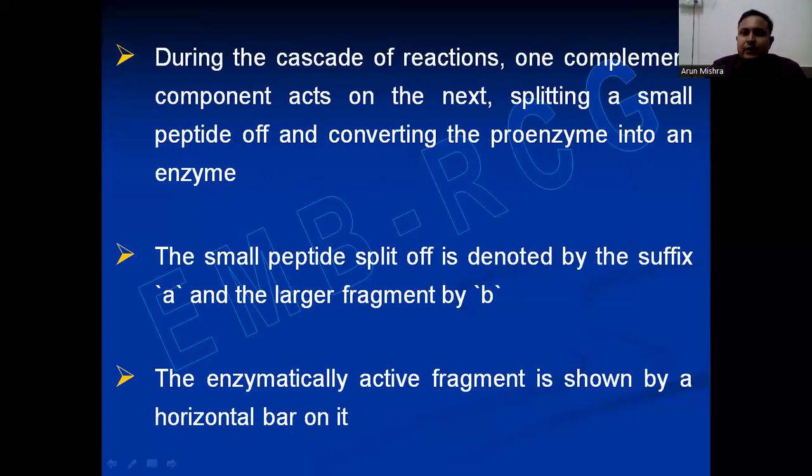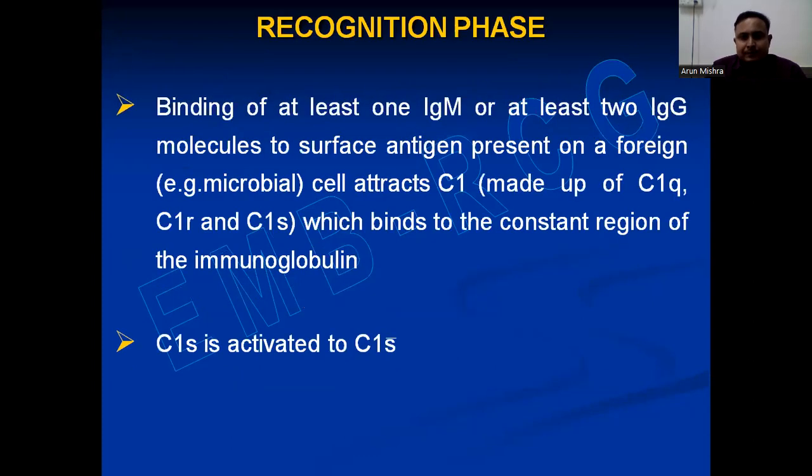During the cascade of reactions, one complement component acts on the next, splitting a small peptide off and converting the proenzyme into an enzyme. The small peptide split off is denoted by the suffix a and the larger fragment by b. The enzymatically active fragment is shown by a horizontal bar on it.